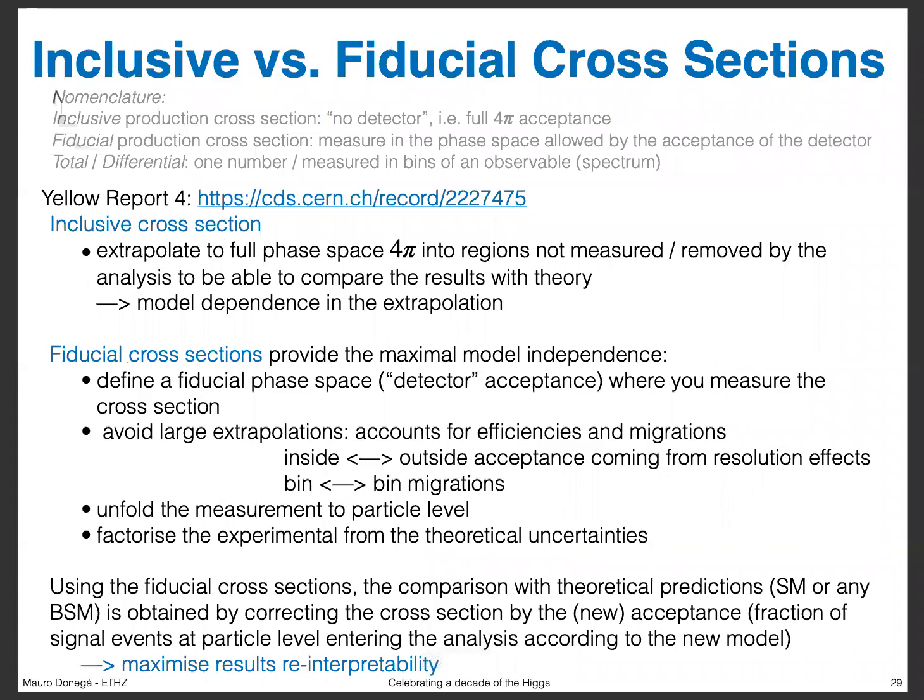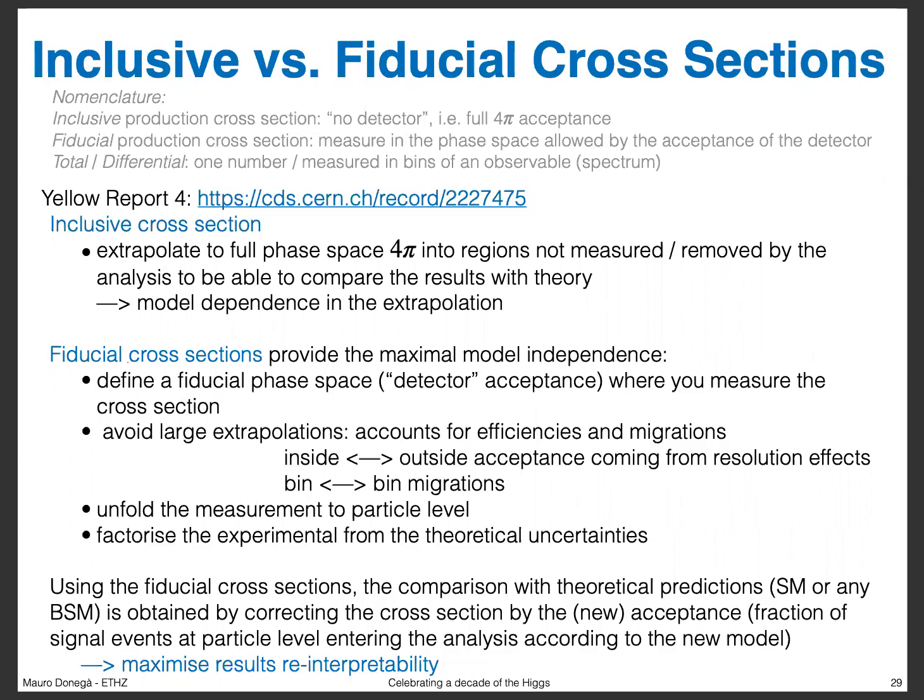The other solution that is put on the table instead of the STXS, which is complementary, if you want, to the STXS, is the so-called fiducial cross-sections. Here, the goal is to really push the measurements to the maximal model independence. There is no date of birth of the fiducial cross-section measurement; it's been there forever. You can see a description of this applied to the Higgs in the Yellow Report 4 at that link, but essentially these were there from LEP, before LEP. I guess the concept comes naturally with the idea of cross-section, so it's always been there.